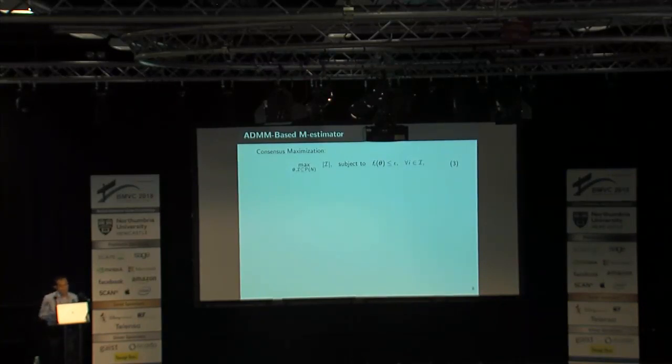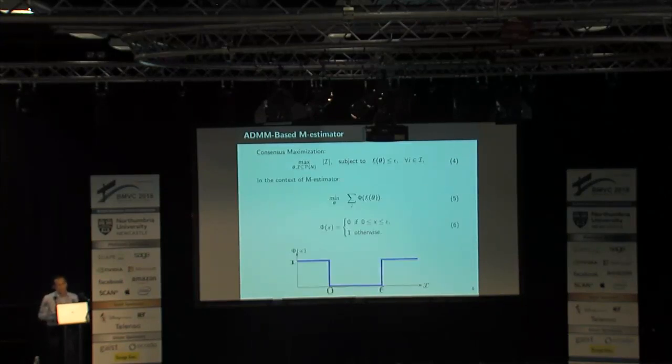First, let's write the original maximum consensus problem. Now, in order to put maximum consensus into the context of M estimator, we can write the original problem, which is 4 in this slide, as the optimization problem 5. Here, the big rho function is the square function as plotted. The intuition behind this formulation is that by minimizing the objective function of 5, we are minimizing the number of outliers. Therefore, we maximize the number of inliers.